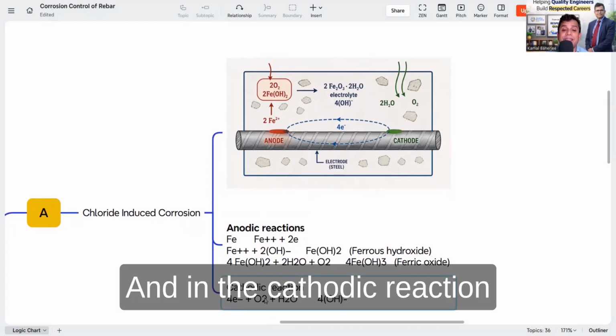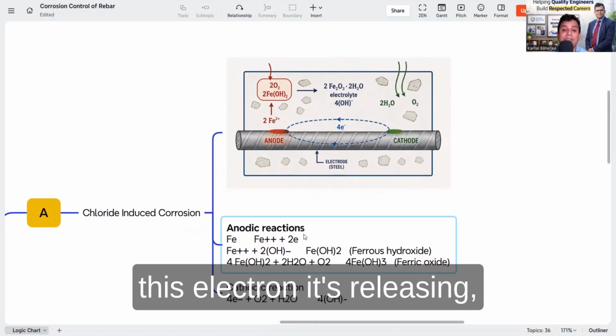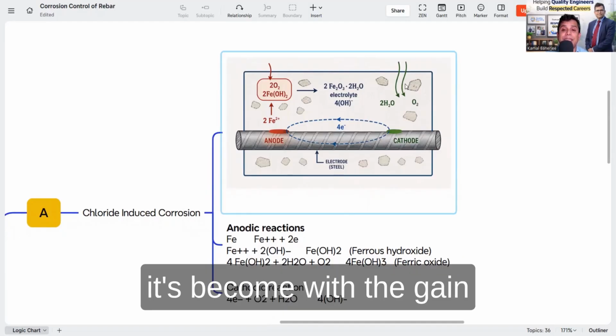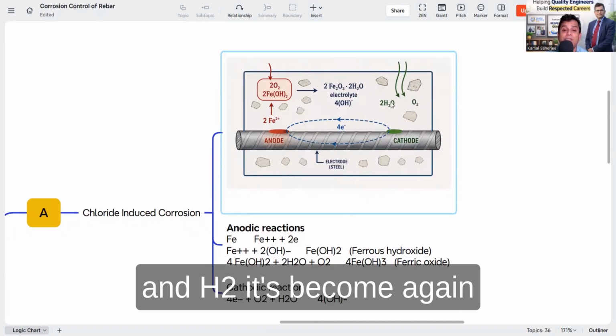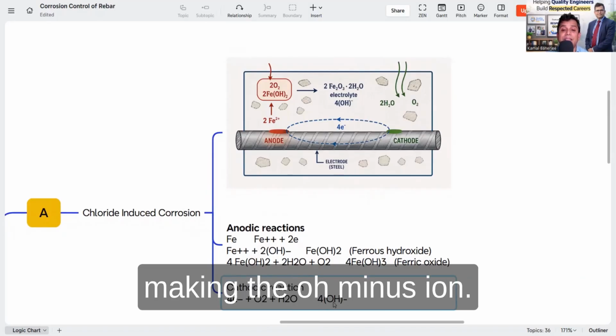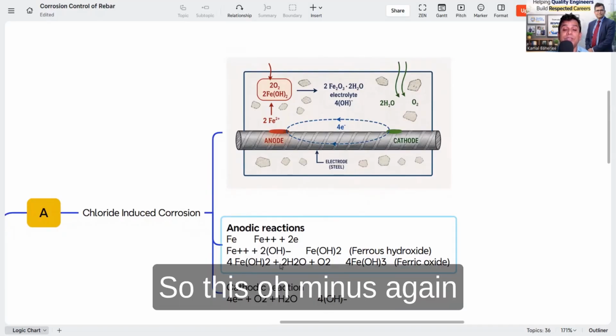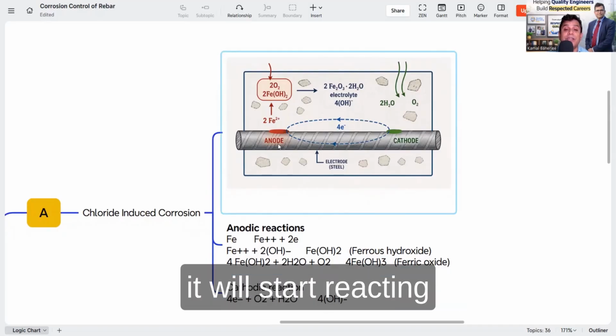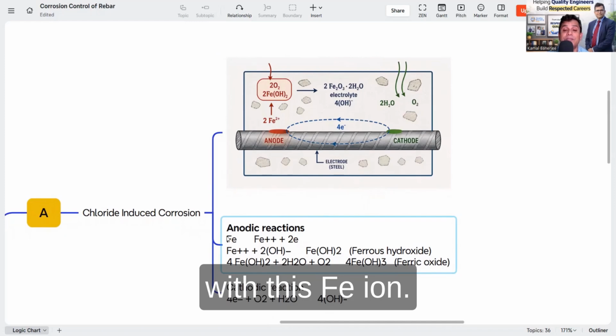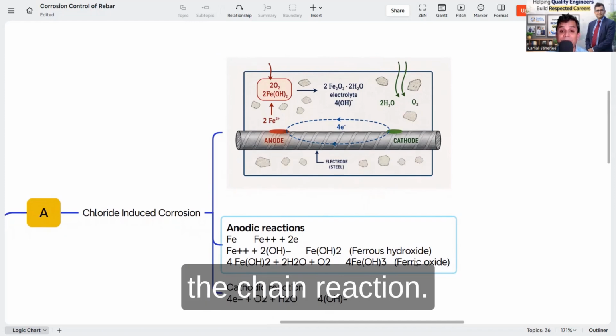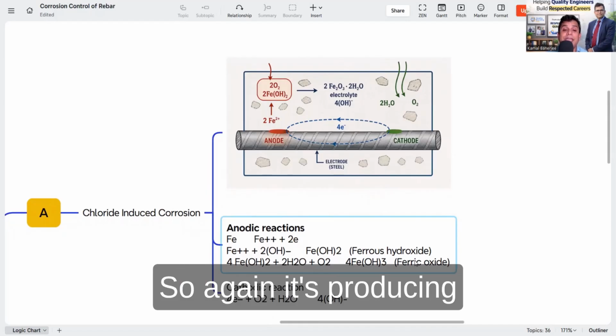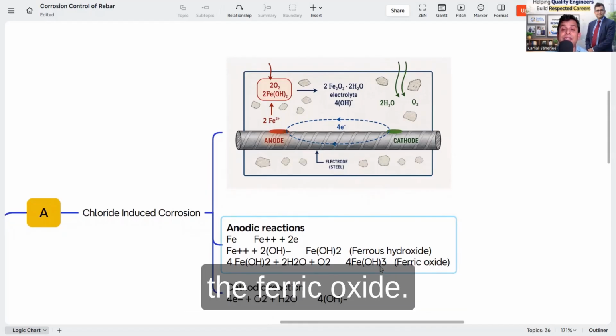And in the cathodic reaction, the electrons are released and with the help of oxygen and H2O it again makes OH- ion. Again this OH- is free, so it starts reacting with this Fe++ ion, so it becomes a chain reaction. So again it's producing ferric oxide.